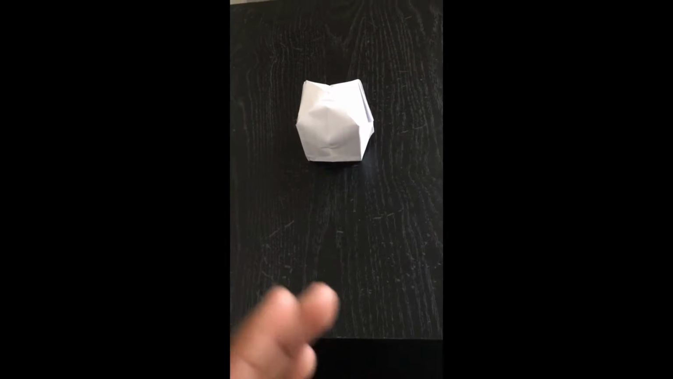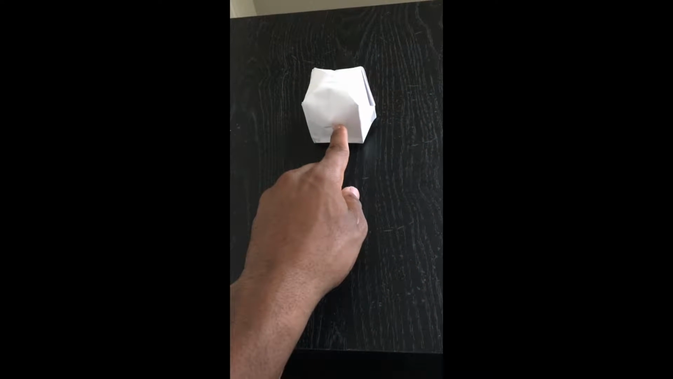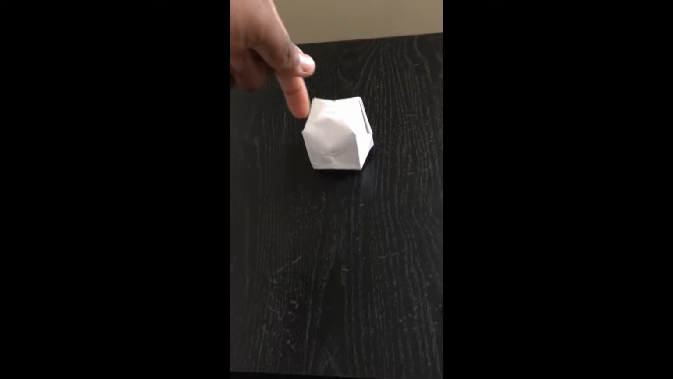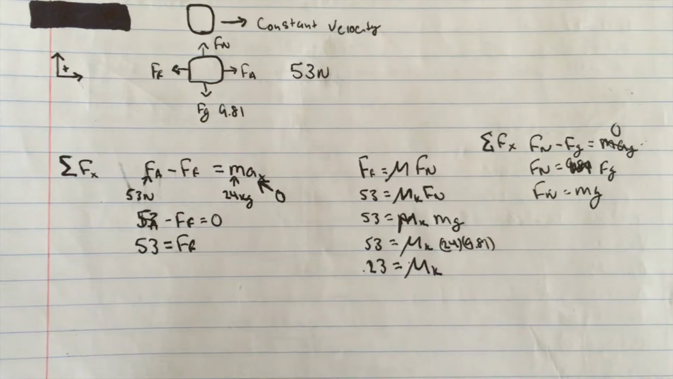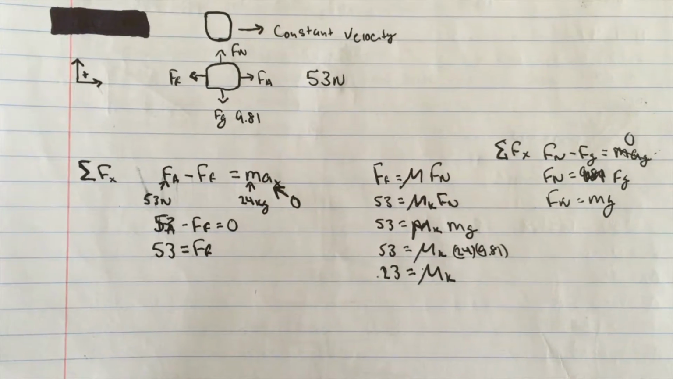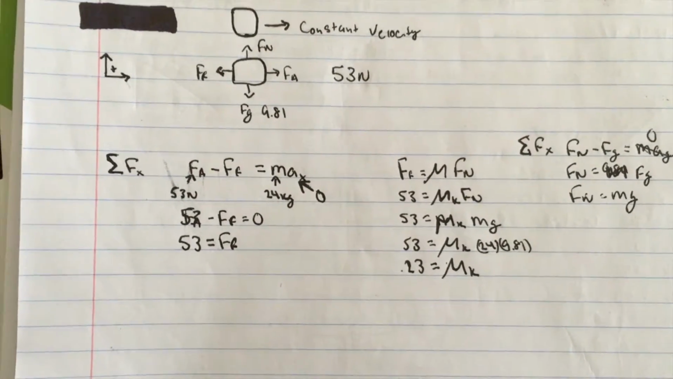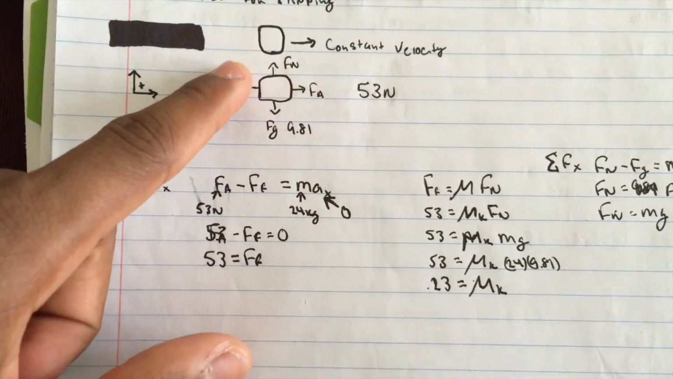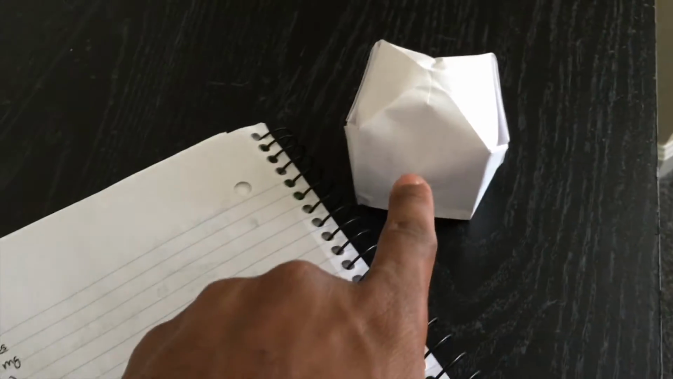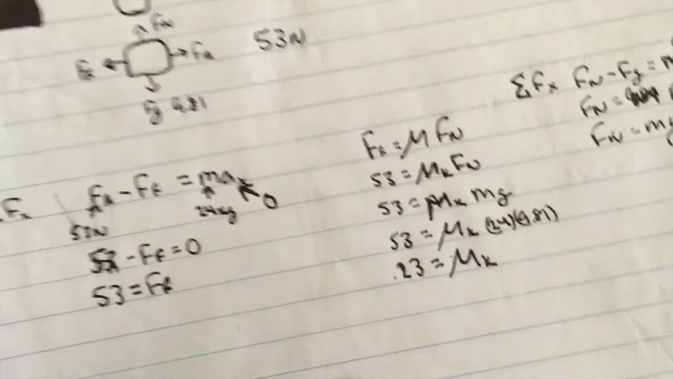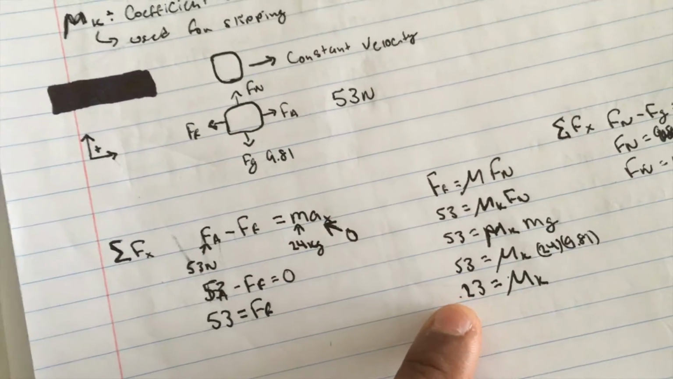With forces, there's a force applied, this way, if I push. There's a force of gravity, downward. There's a normal force pushing back up, and there's also a force of friction, this way. And here's my math. I wrote down that I'm moving at a constant velocity, so that means there is no acceleration. And between these two surfaces, as they move, the kinetic force of friction is 0.23 mu.